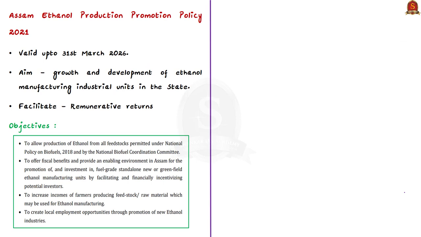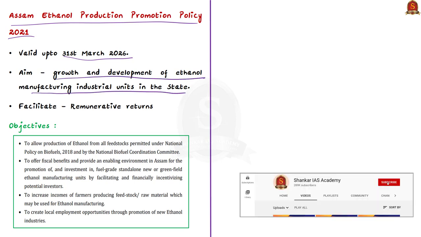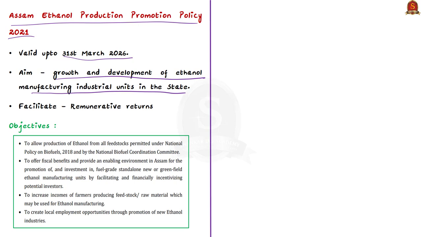Now coming to the policy, see, the state cabinet has approved the Assam Ethanol Production Promotion Policy 2021, and this policy is said to be valid up to 31st March 2026. So basically this policy aims to achieve the overall growth and development of ethanol manufacturing industrial units in the state. In order to facilitate the process and to create an enabling environment for investing, it provides remunerative returns to investors, farmers and all other stakeholders. And the list of objectives of the said policy is given below for your reference. Aspirants can go through it.